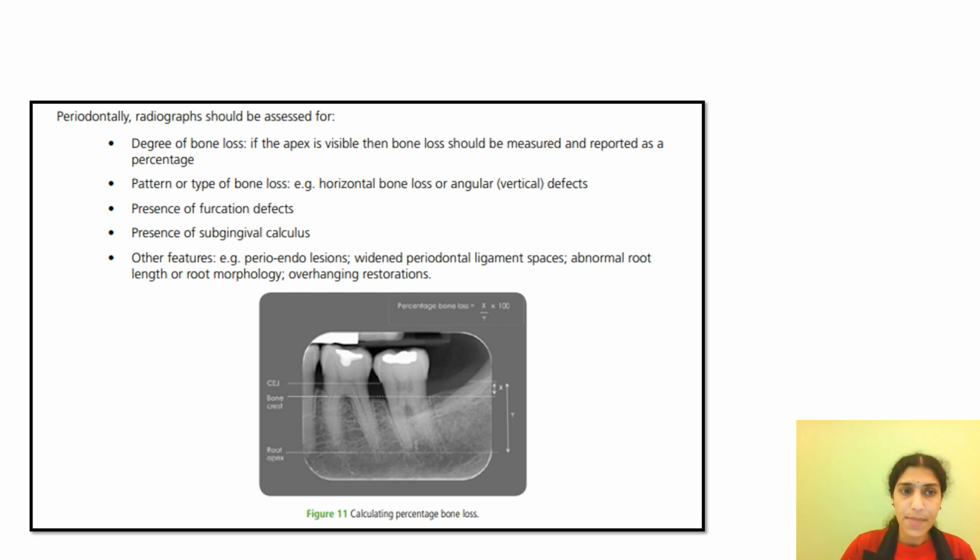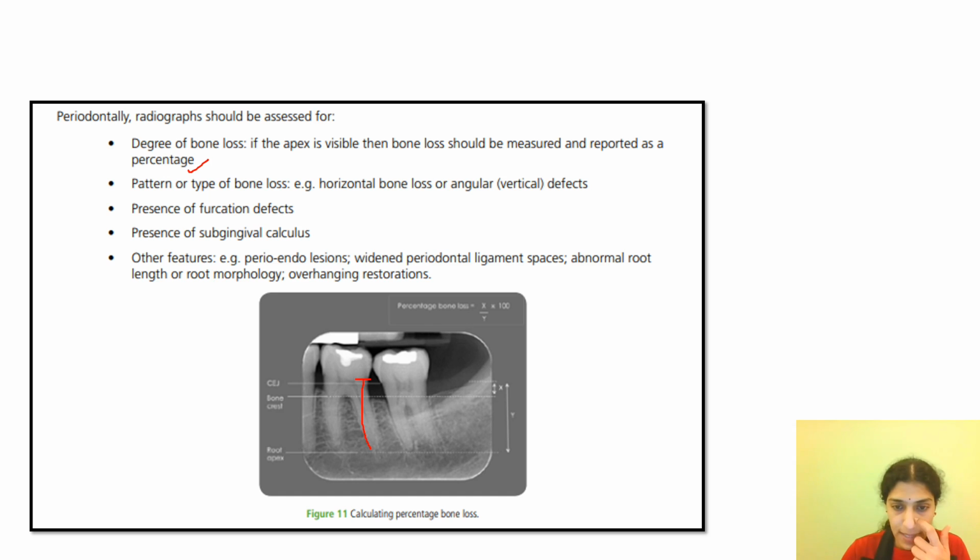Hence, to summarize, periodontally, the radiographs should be assessed for the degree of the bone loss, and also to see whether the apex is visible. Then the bone loss should be measured and reported as a percentage of bone loss also. In a PA, especially using a periapical radiograph, you can see the amount of bone loss you have to calculate. You can measure from the CEJ the root length. Right, you have to measure first.